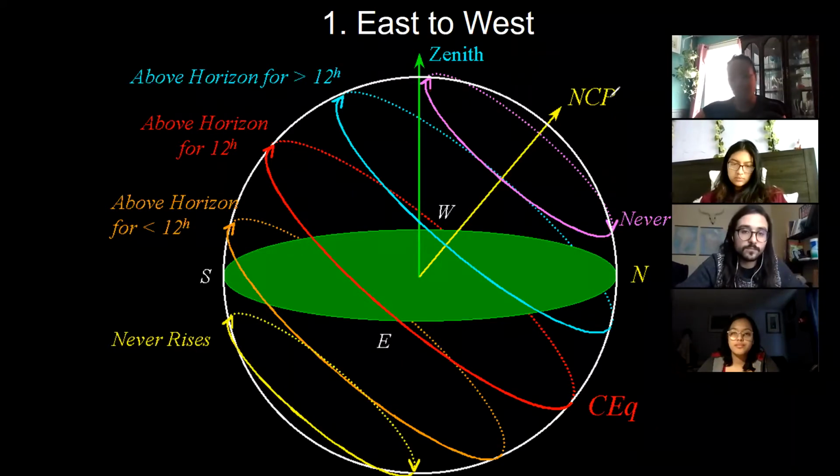Let's talk about the equatorial system. Remember, that's right ascension and declination, and it's kind of like latitude and longitude for the sky. The red ring is the celestial equator. What is the declination of the celestial equator?